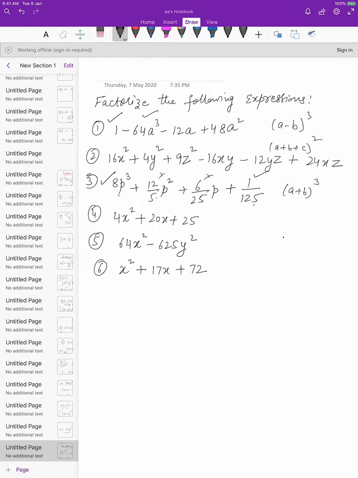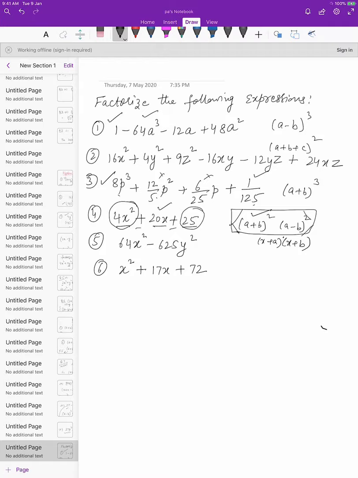Now the fourth one is there are 3 terms. When there are 3 terms, either we can use the identity (a + b)², (a − b)², or (x + a)(x + b). For all 3 of them, there will be 3 terms in the given expression. How to recognize (a + b)² and (a − b)²? It's important that we should have 2 square terms in the given expression, perfect square terms. So do we have? Yes, 4x² is (2x)², 25 is 5², and the middle term is in the format of 2ab, and all plus signs, so it will be (a + b)².